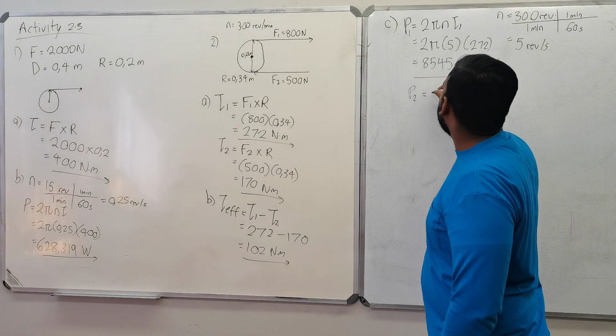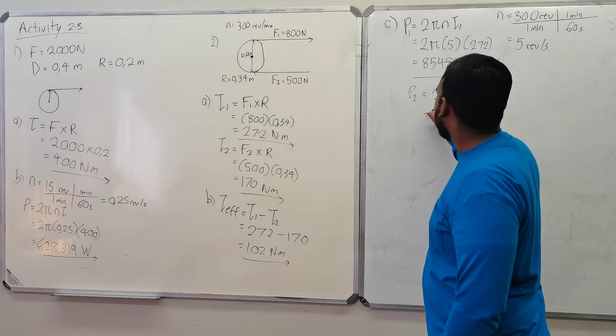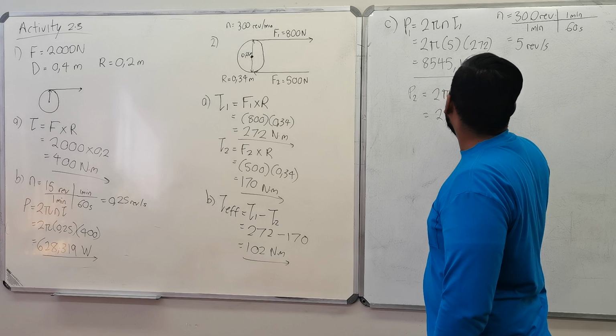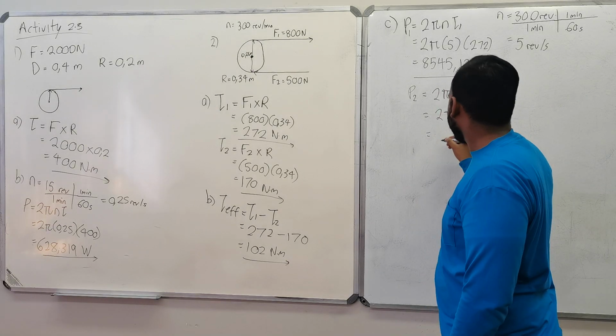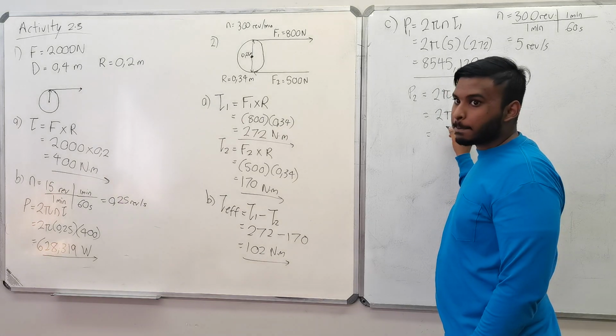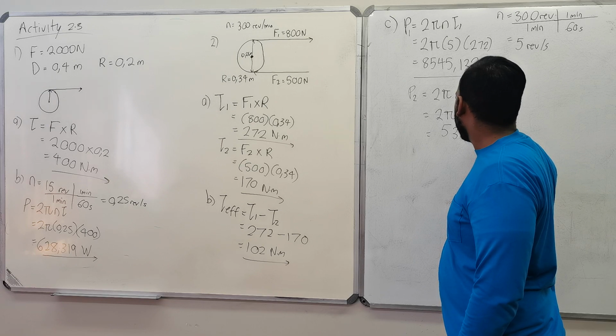Power 2 is equal to 2 pi n torque 2. So this is 2 pi times 5 times 170, which is 5,341 watts. Fine?